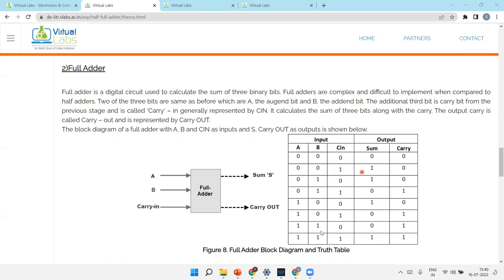Remember, only a triple 1 is all 3 bits 1, and then sum and carry both are 1. Don't forget this, otherwise the K-map equation will be wrong. Otherwise, everything is very easy.